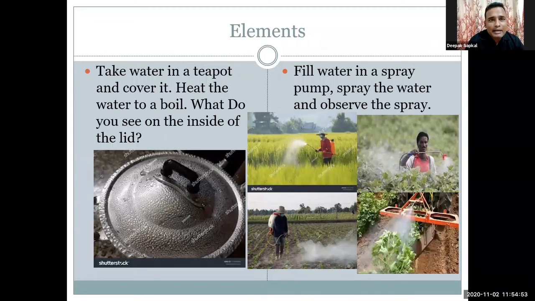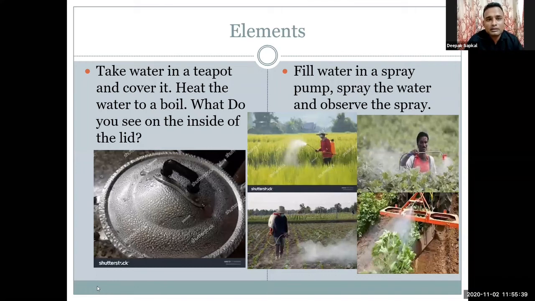Okay. As the second example, fill water in a spray pump and spray the water and observe the spray. See here, here are some pictures. The farmers are spraying in the field, they are working. So now here we can see, in all the pictures they are spraying. Here they are using the hand pump, and in the last picture they are using a tractor. With the help of the tractor, with the help of the machine, they are spraying the pesticides or insecticide on the crops. But clearly you can see over here the water droplets.